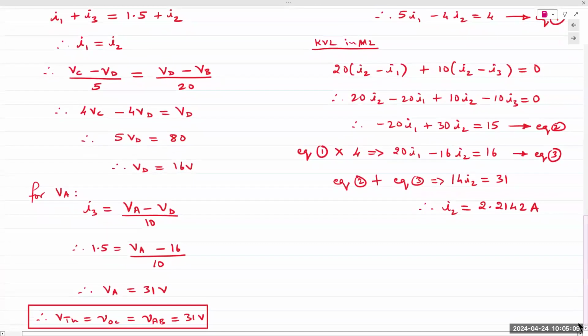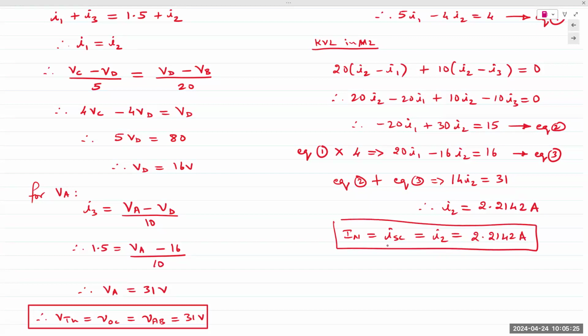Because that is my mesh current, I can directly write IN, the short circuit current ISC, is equal to the mesh current I2, which is 2.2142 amps. And that's it. The final Thevenin circuit will be exactly the same as example 2. You simply draw out the voltage source and the current source, and you plug in the 17 ohm resistor back into the circuit. To verify your answer, VTH should be equal to IN times RTH.